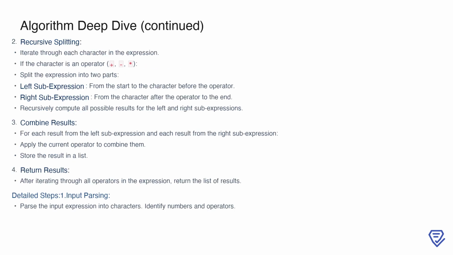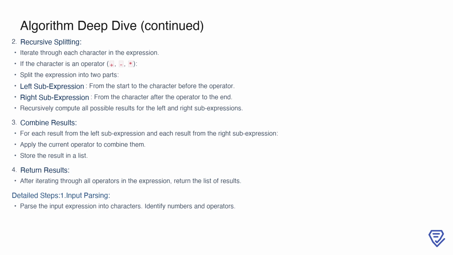With the base case established, the recursive splitting begins. We iterate through each character in the expression, and when we encounter an operator, we treat it as a potential split point. The expression is divided into a left sub-expression, which includes everything before the operator, and a right sub-expression, which includes everything after it. Then, we recursively compute all possible results for both the left and right sub-expressions.